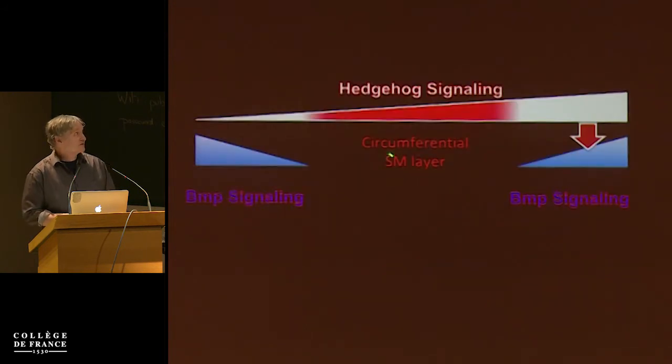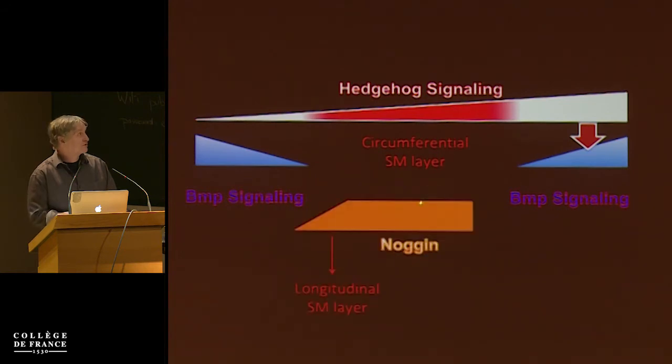So we think that we have a sense of how you get the layers where they belong. You start out with the circumferential layer forming in the sweet spot where hedgehog signaling can act in the absence of BMP signaling. Then you have this gradient of noggin that comes on that pushes back the BMP gradient on the outside, allowing another layer to form.